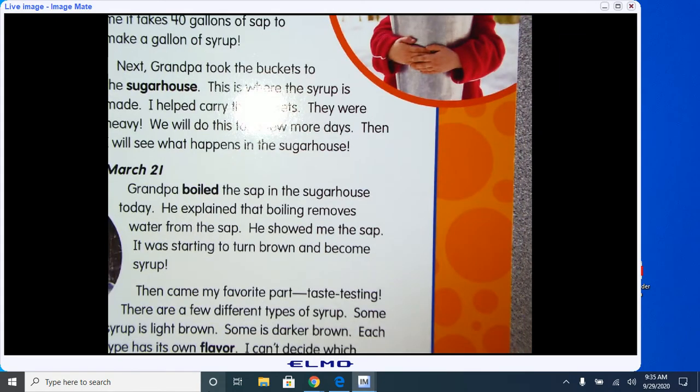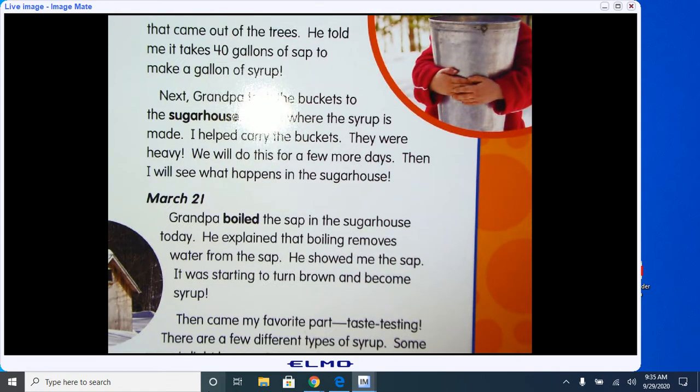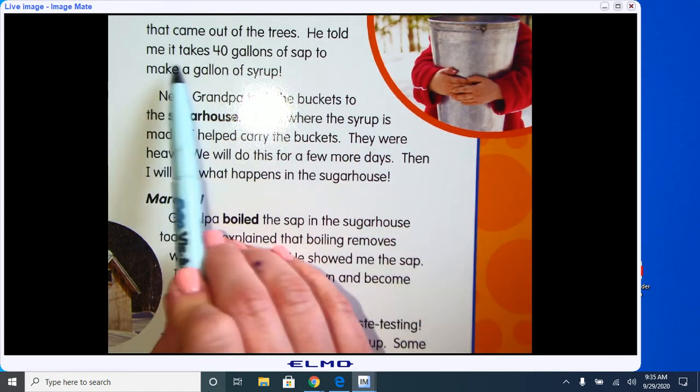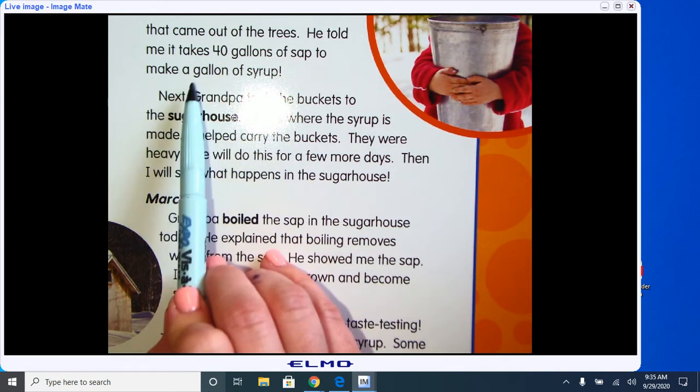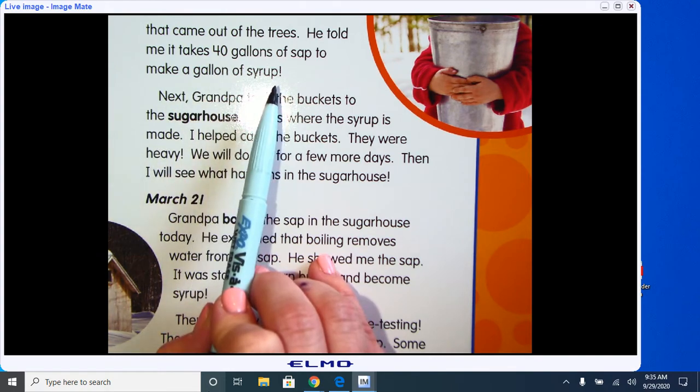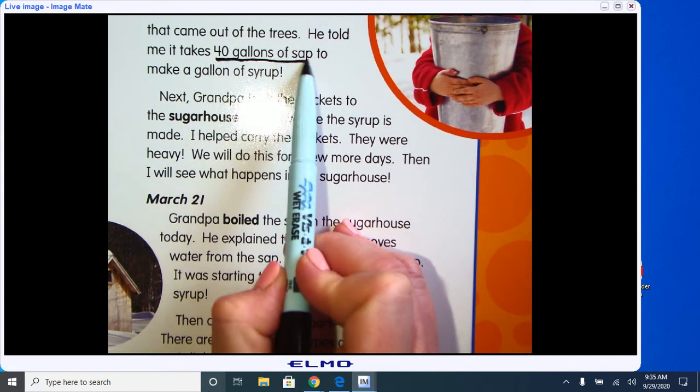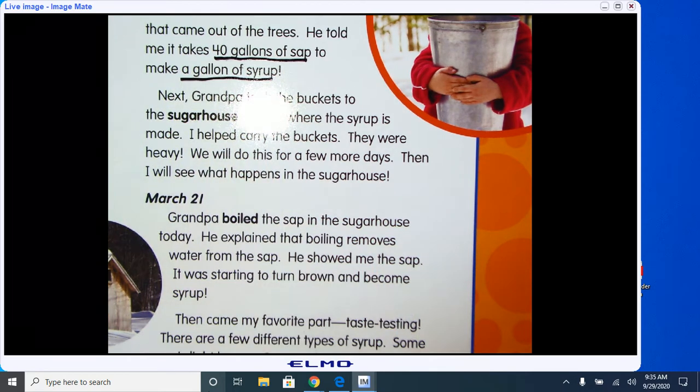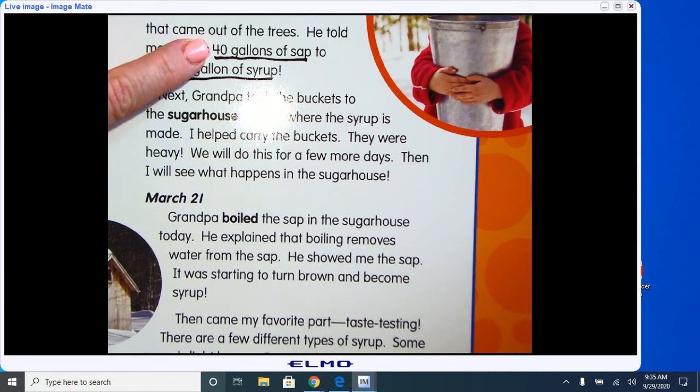that came out of the trees. He told me it takes 40 gallons of sap to make a gallon of syrup. So I want you to think about that. 40 gallons of sap to make a gallon of syrup. Think about a milk jug. So a milk jug is 1 gallon. So it's 40 gallons, 40 milk jugs of tree sap to make 1 milk jug of syrup. That's a lot.